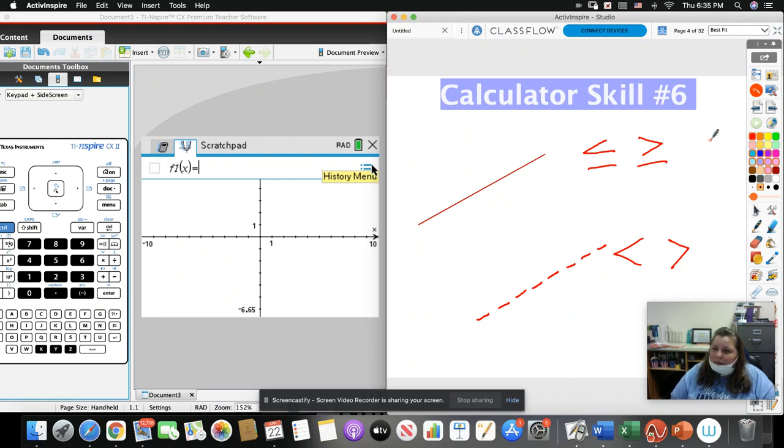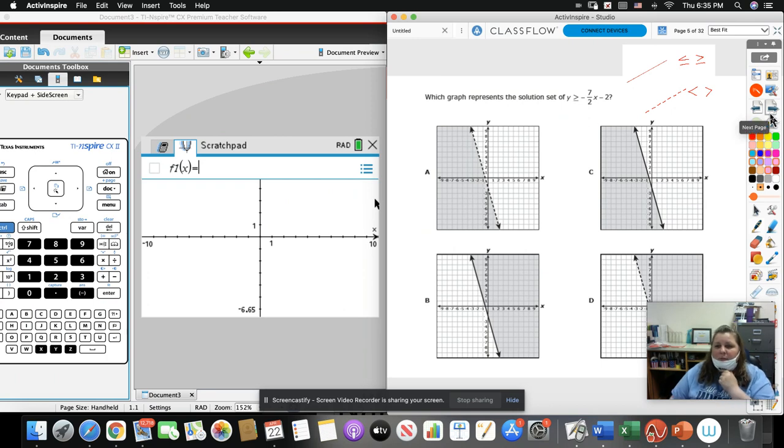Okay. Another part of the test on domain and range, this is a closed circle. And this is an open circle, just as a reminder of those as well. Okay, so equal to sign, closed circle, solid line. No equal sign is an open circle or a dashed line. So here's our first example.